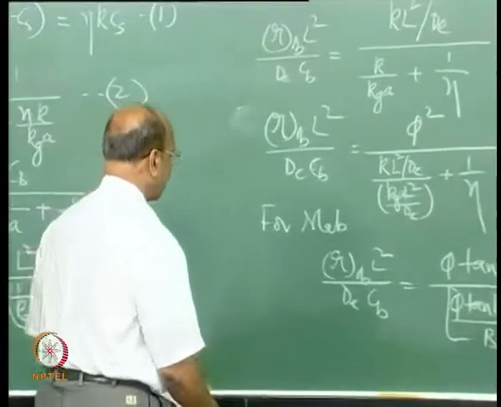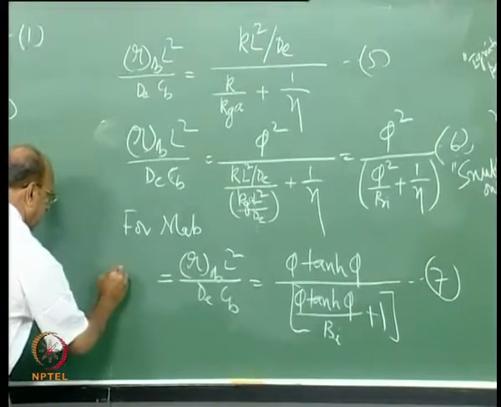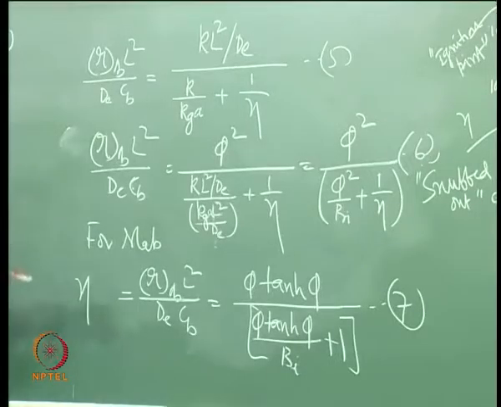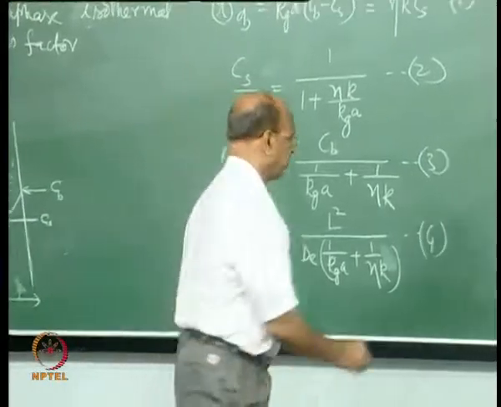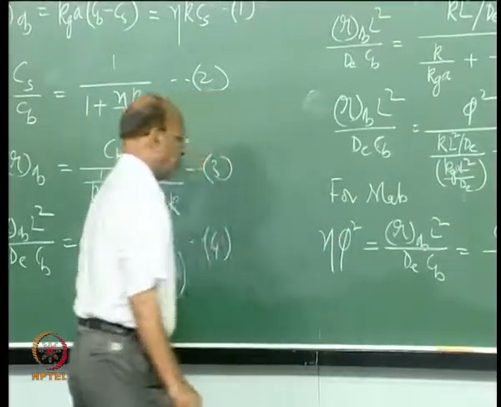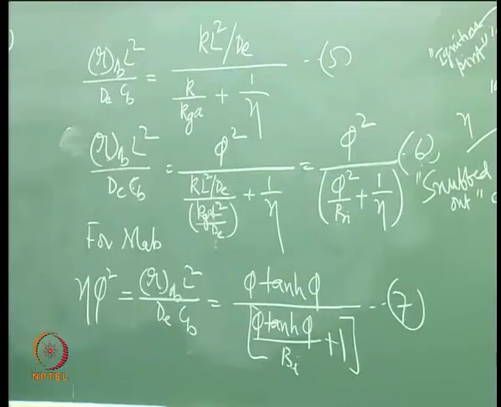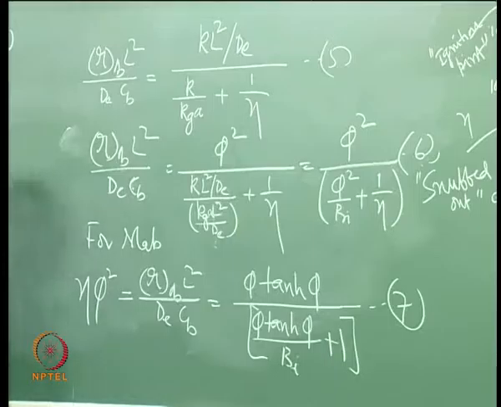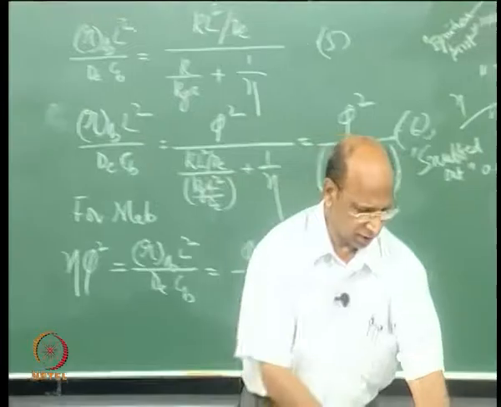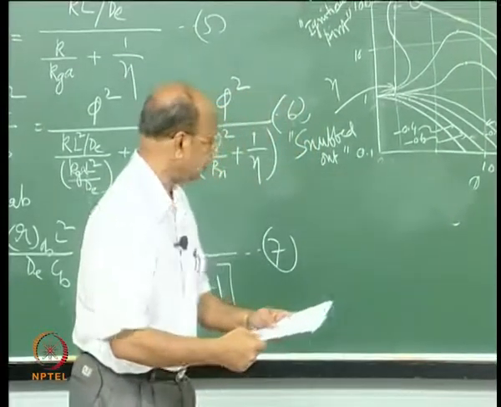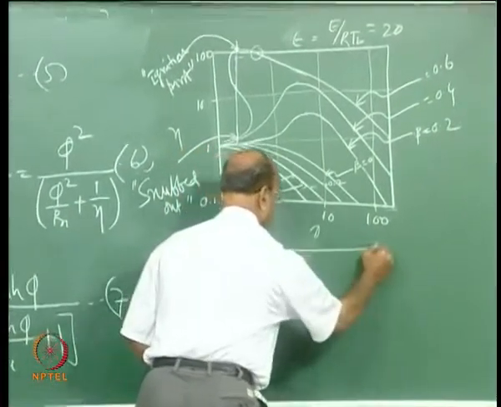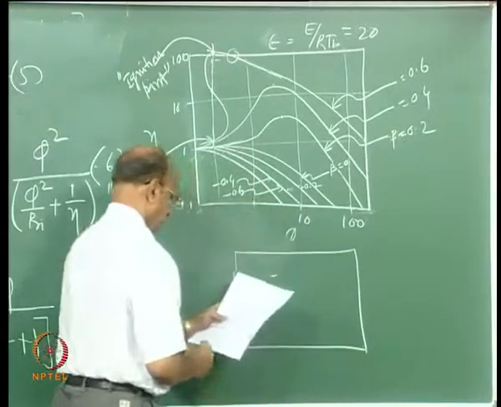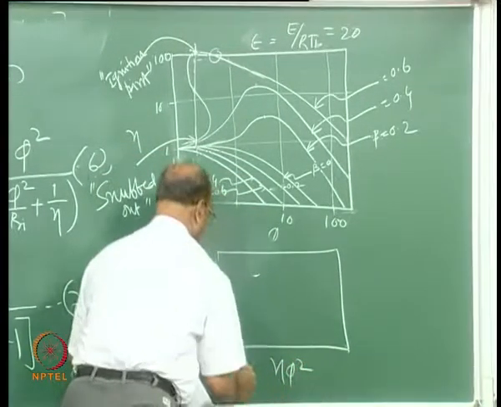Okay. So do you remember, this is eta R O B L square d E by C B, eta phi square. Only 24 hours gone, I say. Only yesterday we discussed that eta phi square. So eta phi square equals this observable. And when you plot this, this is what you get. This is eta phi square, which is nothing but your observable.